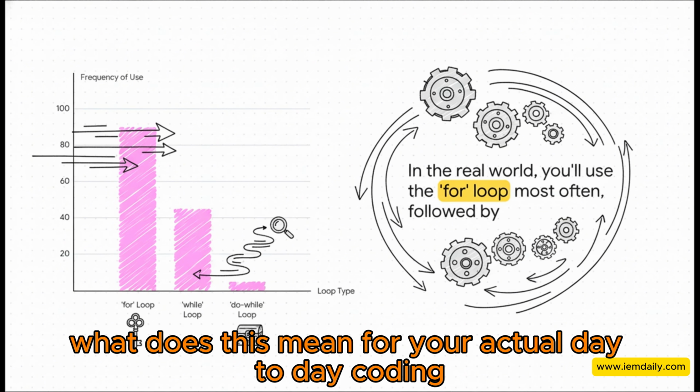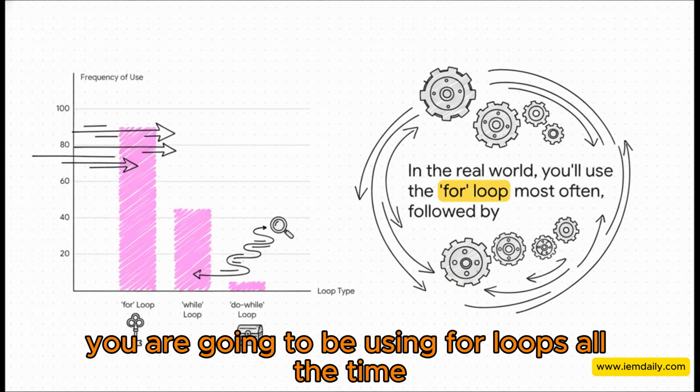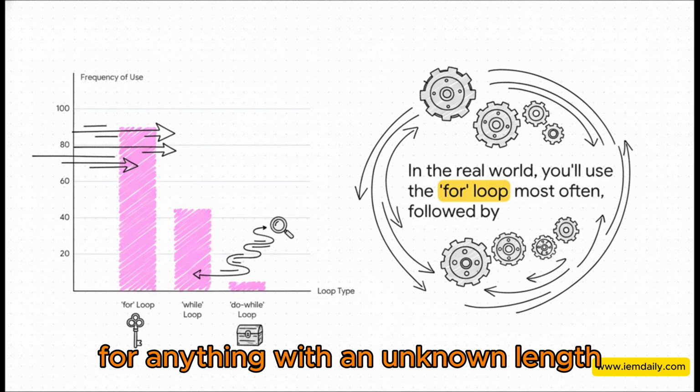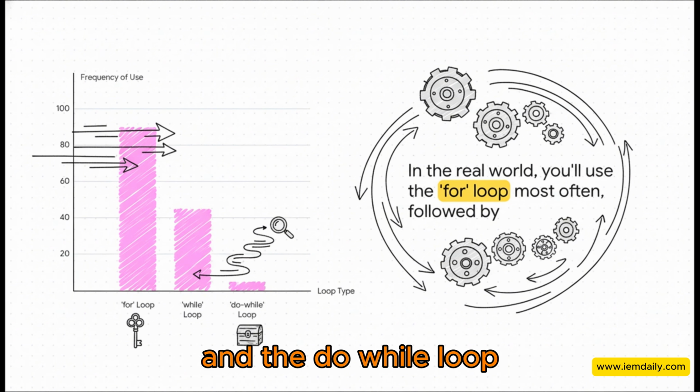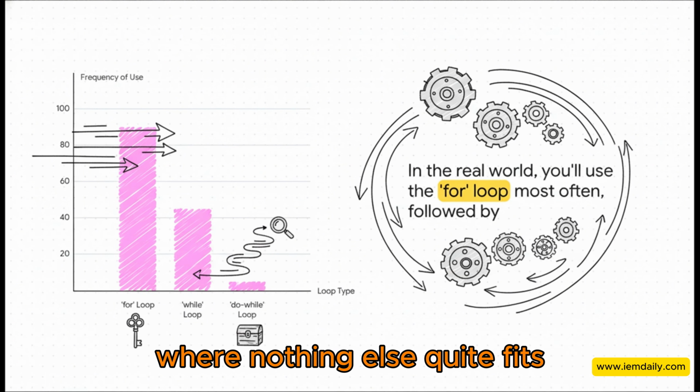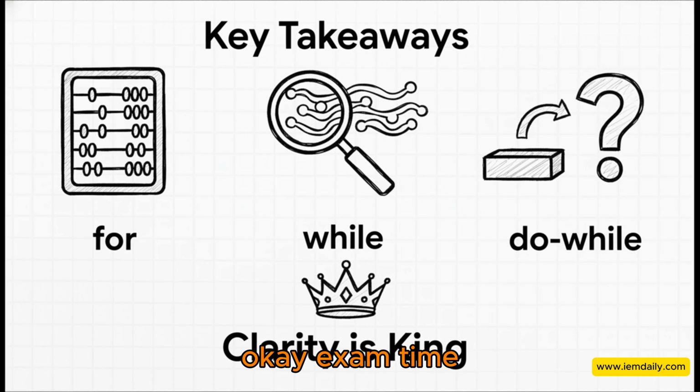So, what does this mean for your actual day-to-day coding? Well, the truth is, you are going to be using for loops all the time. While loops are going to be your go-to workhorse for anything with an unknown length. The do-while loop, you'll just keep that one in your back pocket for that very specific job where nothing else quite fits.